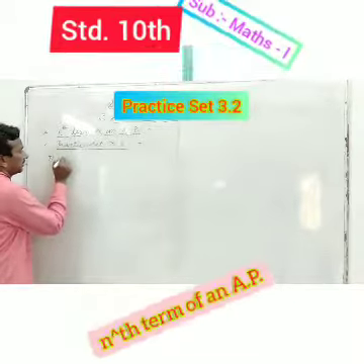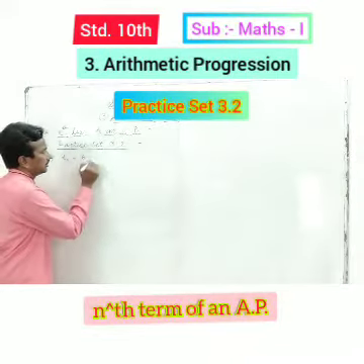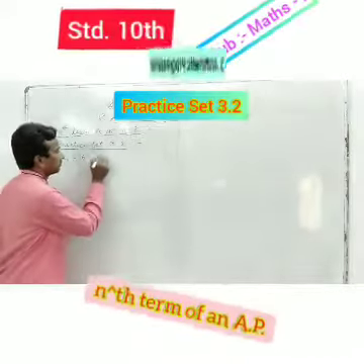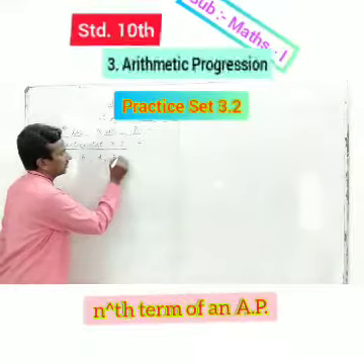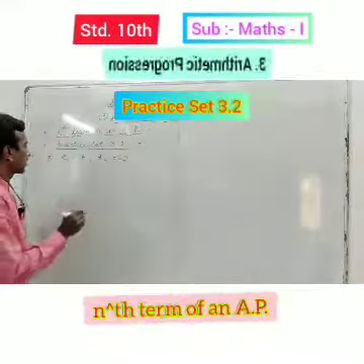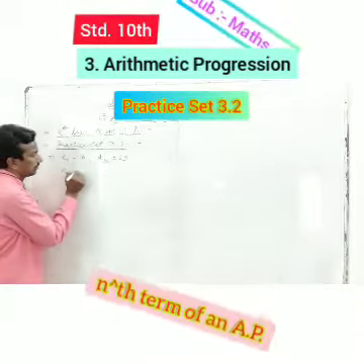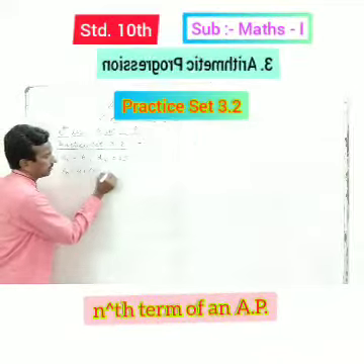Question number 7. The 11th term, that is T11, is 16 and the 21st term, that means T21, is 29. These two terms are given. We know the nth term of an AP is Tn equal to a plus n minus 1 into d.